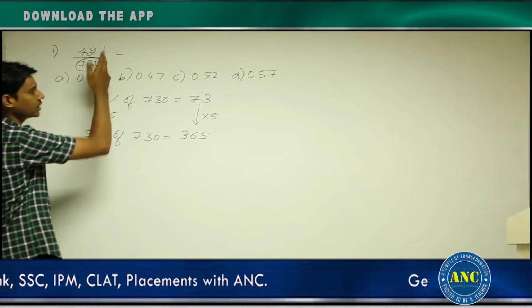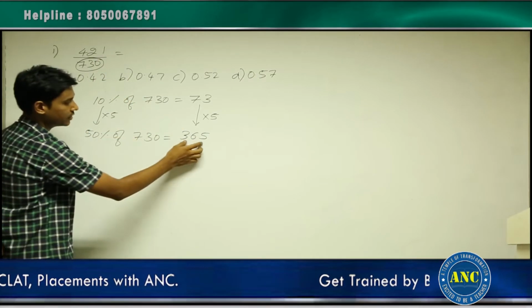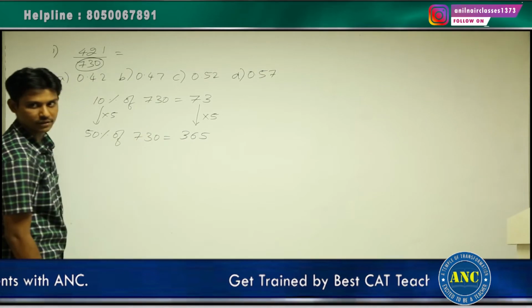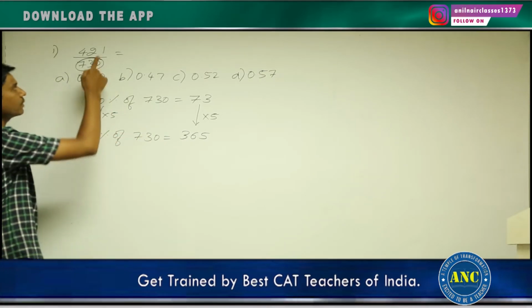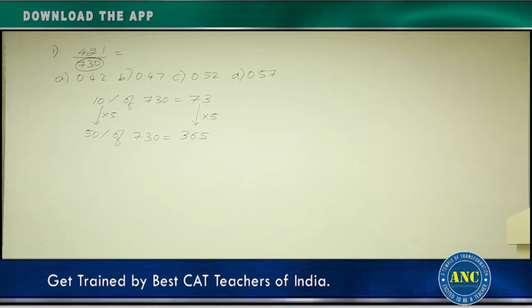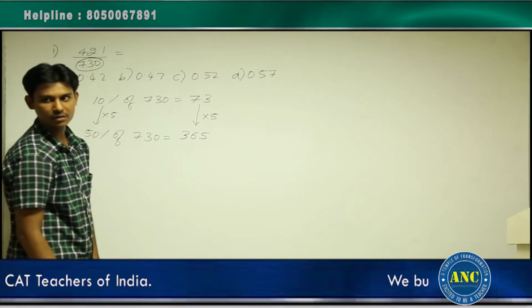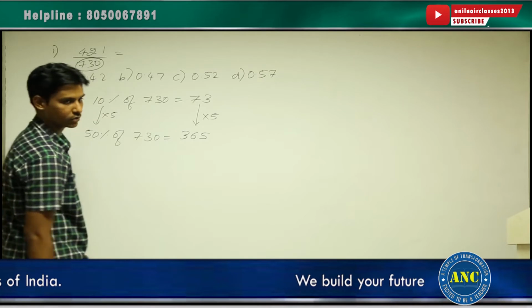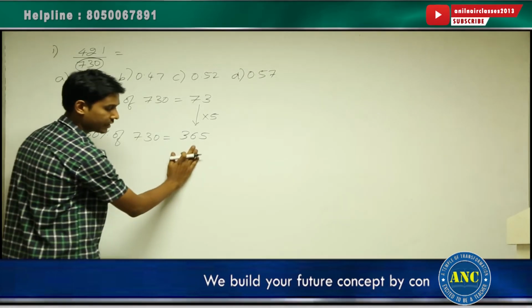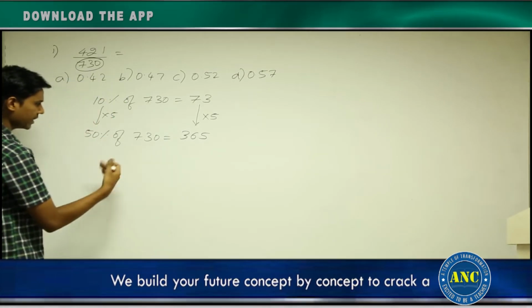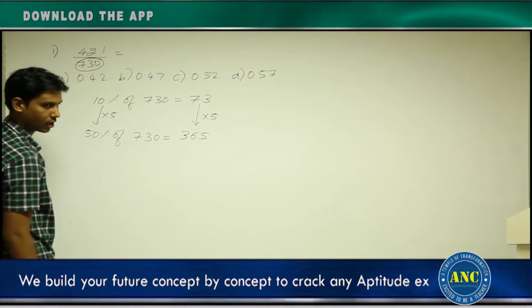365 should become 421. What is the deficit? 365 to become 400, deficit is 35. 400 to become 421, deficit is 21. Or in other words, 421 minus 365. How much is it? 56. 56 is still what I require. How can I solve this?